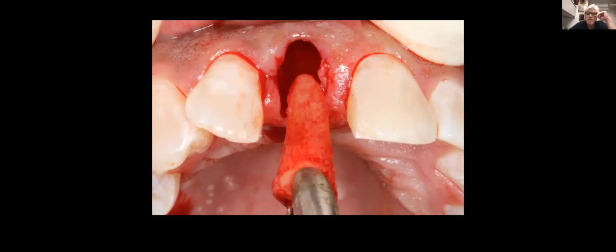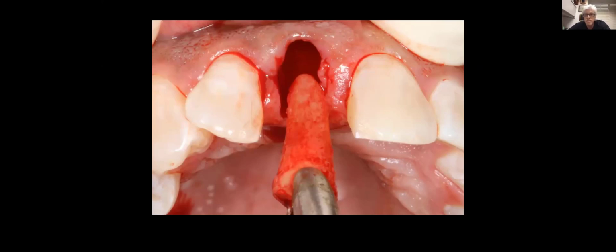Now, what if you couldn't get a purchase point mesially or distally? Well, I challenge that most of us would probably take a surgical burr, a 557 surgical burr, and trough the mesial or distal bone. That's where the problem is.